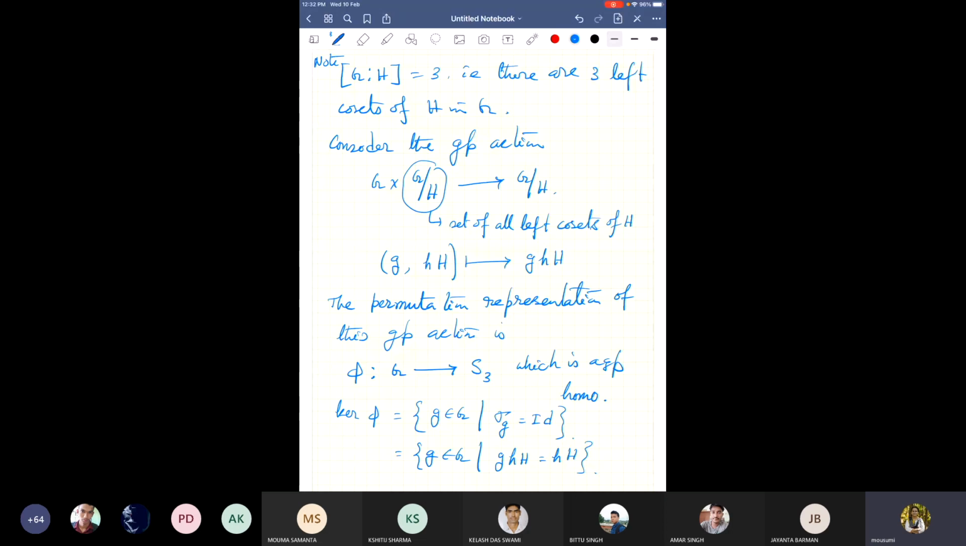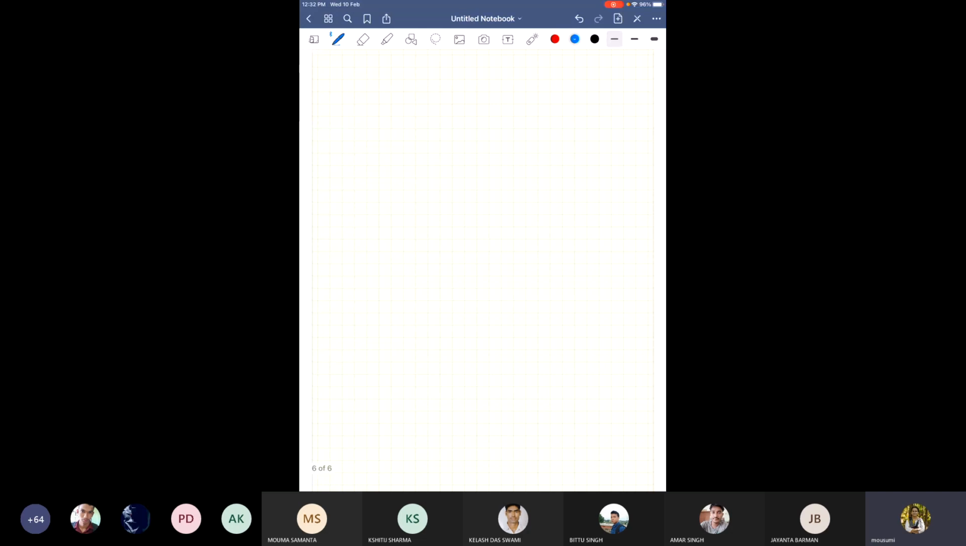Okay, so now this is the kernel of phi. Let us see what this kernel can be. I need to show that this kernel should be the identity. So let's see what happens if some element is in the kernel. If g is in the kernel of phi, then it fixes the left cosets. So it fixes H as well. That means gH should be equal to H, which implies that g belongs to H.